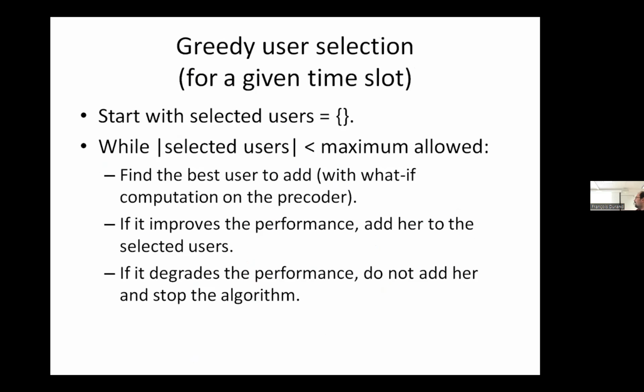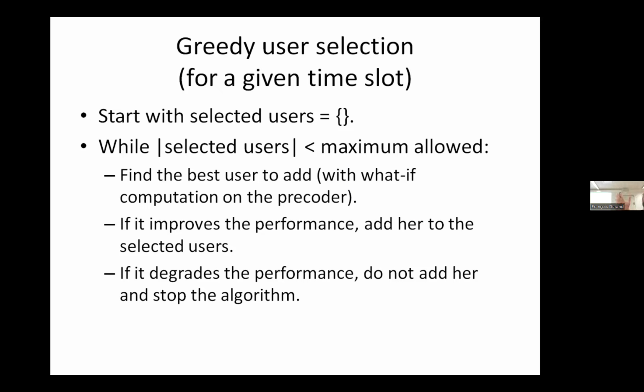right now. Okay, so in what follows, we are going to use a greedy user selection algorithm, which runs as expected. For a given time slot, you compute some weights for the users to account for the proportional fairness metric, and then you start with an empty set of selected users, and while you have less than the maximum number of selected users allowed, first you find the best user that you will have. So you need to do a what-if computation on the precoder to compute what the performance will be. If it improves the performance, you add it to the set of selected users.